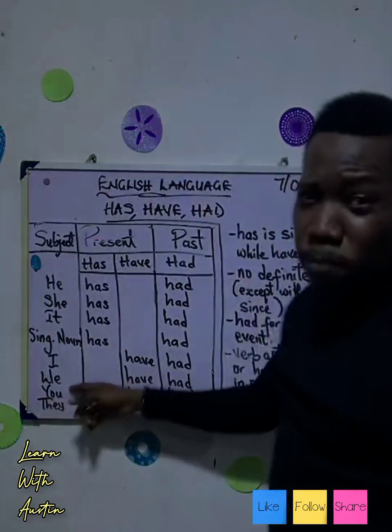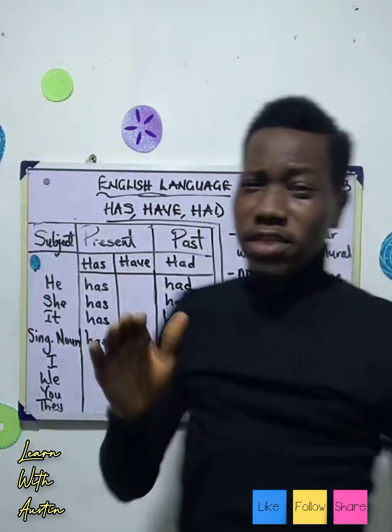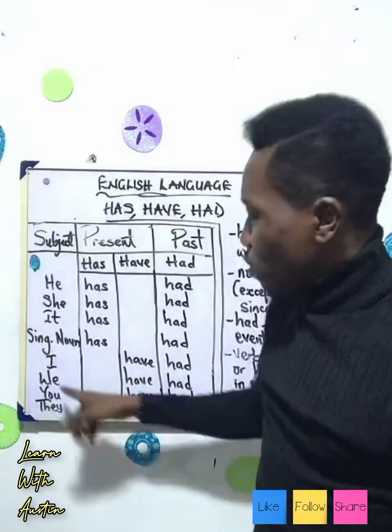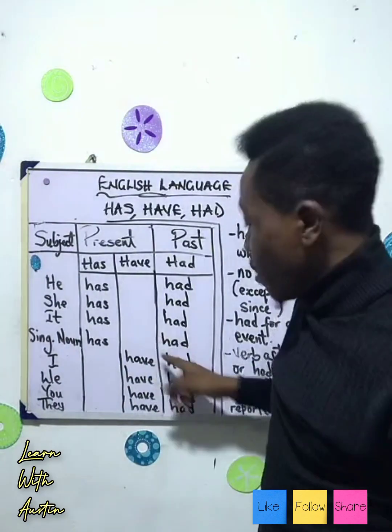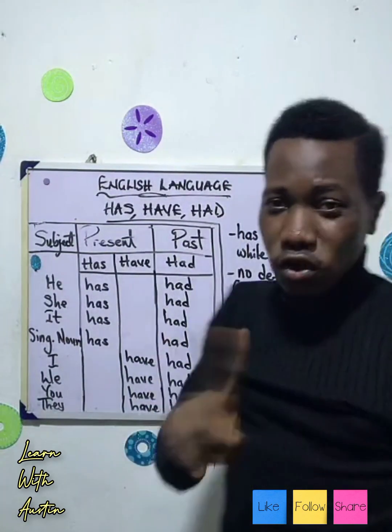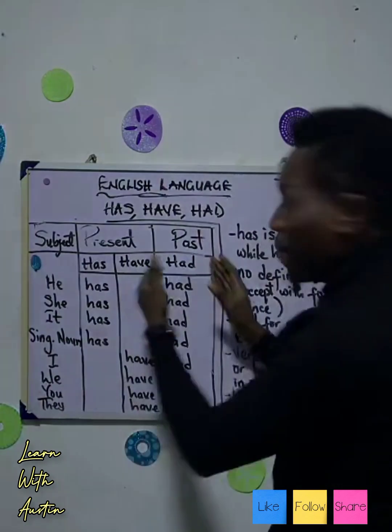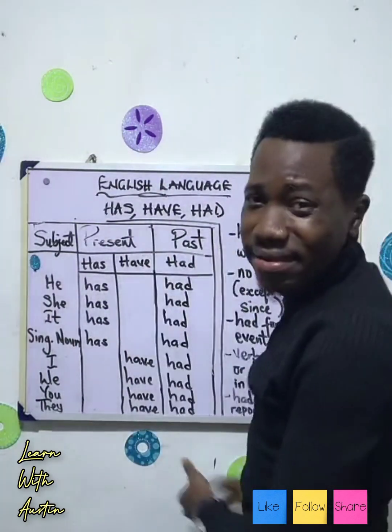So if it is plural, of course, have. But if it is singular, it also goes with have. I and you, these two words, go with have, not has. Now, in the past tense, they are all going with had.